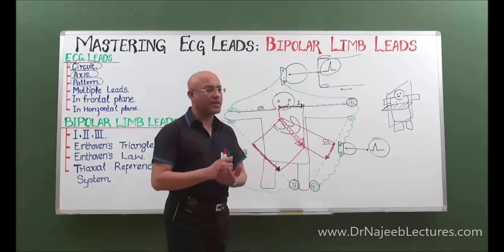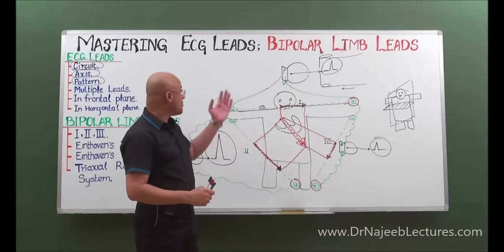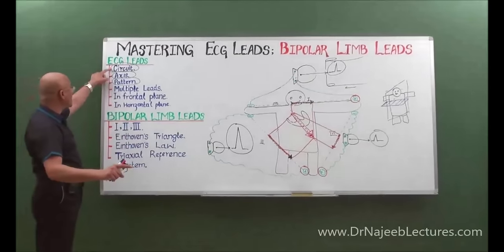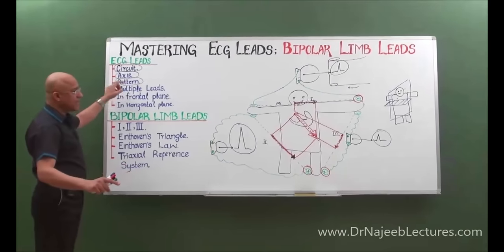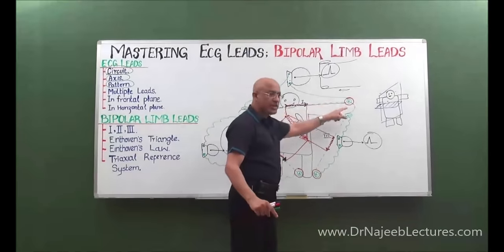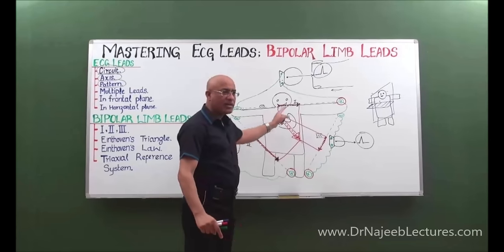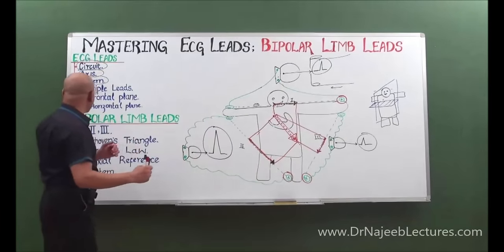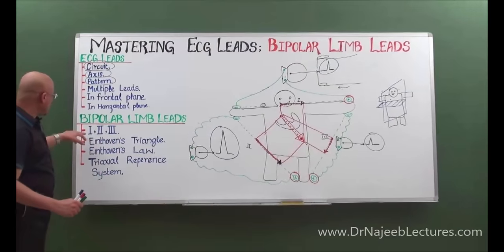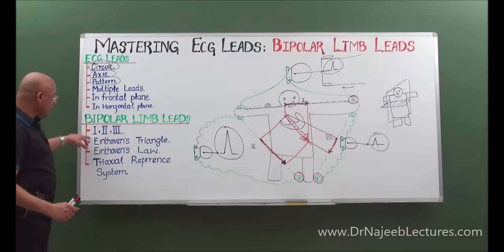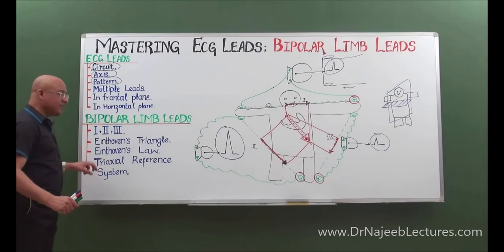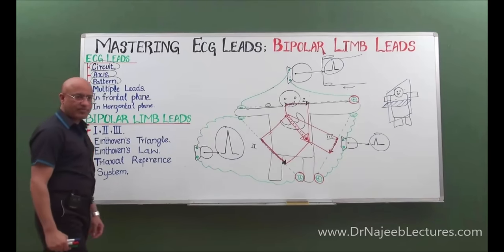Okay, let's have a break now. Then we'll go into detail further. We have just made the concept clear: circuit of the lead, axis of the lead, and pattern, and this is basically the arrangement of the making of the bipolar limb leads. Is that right? After the break, we'll come back and talk about Einthoven's triangle, Einthoven's law, and the triaxial reference system.